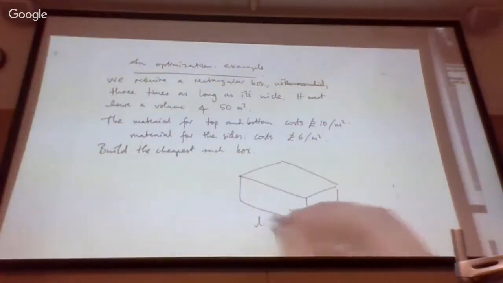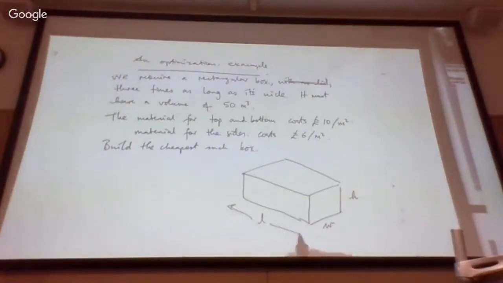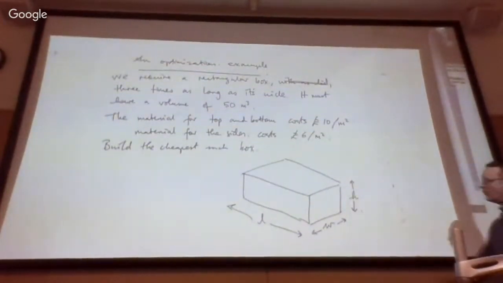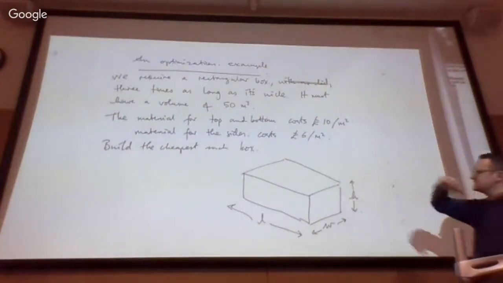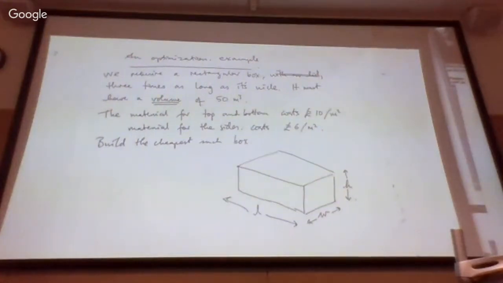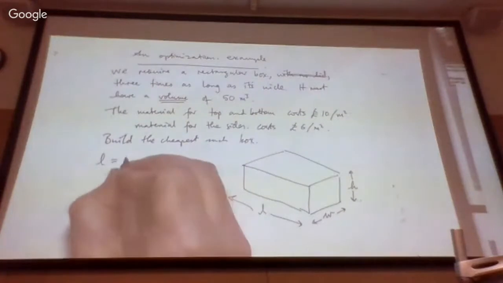So it's going to have a certain length, a certain width, and a certain height. So you've got length, width, height. And all six sides need to be constructed. Well, we just keep writing down stuff. We need to know about the volume of the box. Oh, three times as long as it's wide. Three times as long. So the L has to be three times W.